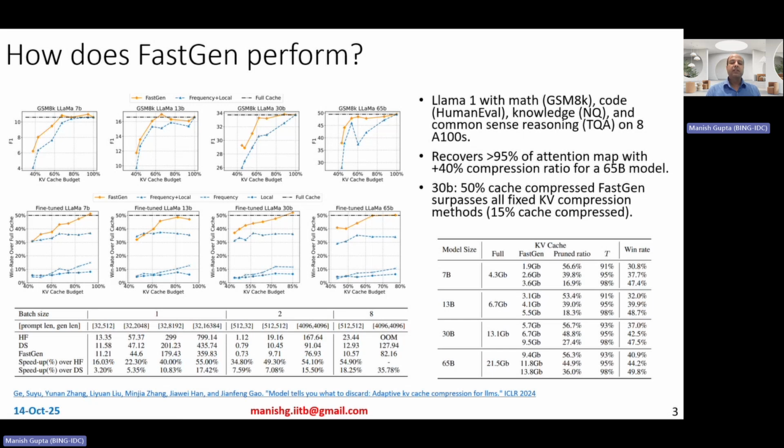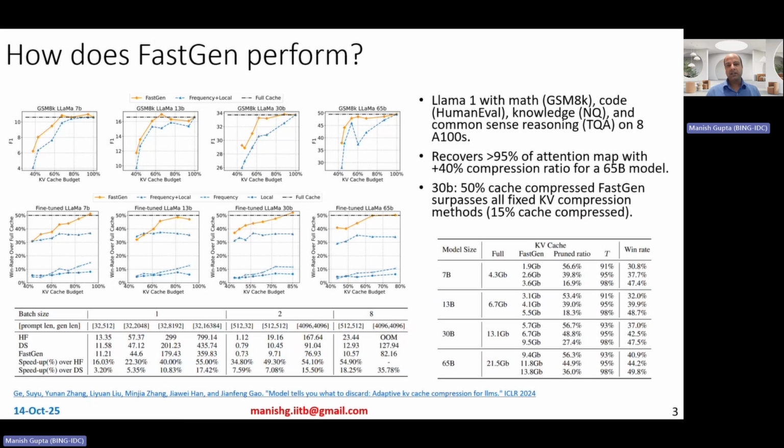Okay. Now, how does their FastGen method perform? They experimented with Llama 1 models only, the original model and also the fine-tuned Llama 1 model. They specifically fine-tuned the model because their method does not work on Llama 1 chat, as it uses GQA, grouped query attention. Their method right now only works on full, vanilla, multi-head attention. Okay. They experimented with 4 different datasets: GSM 8K for math, HumanEval for coding, Natural Questions for knowledge question answering, and TriviaQA for common sense reasoning, on 8 800 machines.